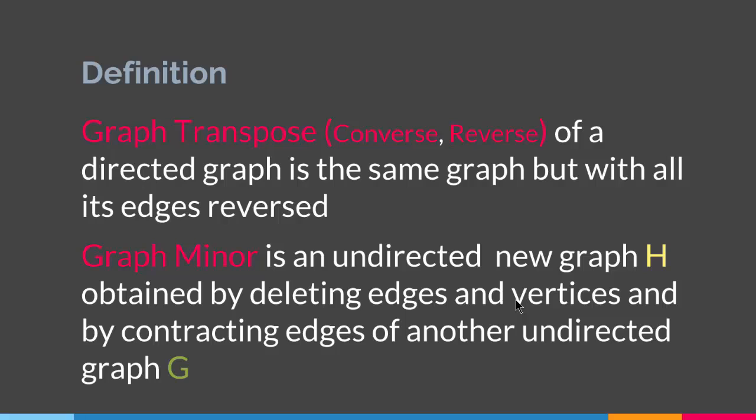So to loop back in, a graph transpose or converse or reverse of a directed graph is the same graph but with all its edges reversed. What we do is we reverse all the edges to the opposite direction and we get the transpose of that particular graph. Graph minor is an undirected new graph H obtained by deleting edges and vertices and by contracting edges of another undirected graph G. And that's it about this lecture.